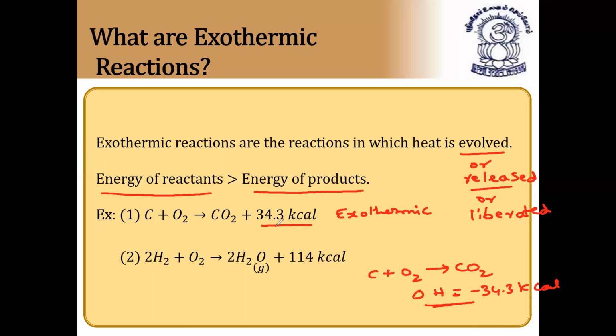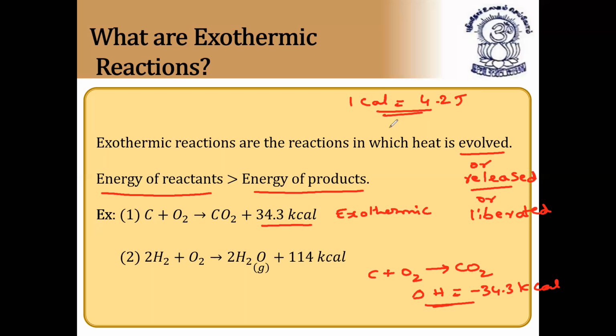So 34.3 kilocalories. Similarly, 2H2 plus O2 gives 2H2O. This is also an exothermic reaction. It releases 114 kilocalories. Heat is measured in joules, calories, etc. Already we know the conversions also: 1 calorie is equal to 4.2 joules.